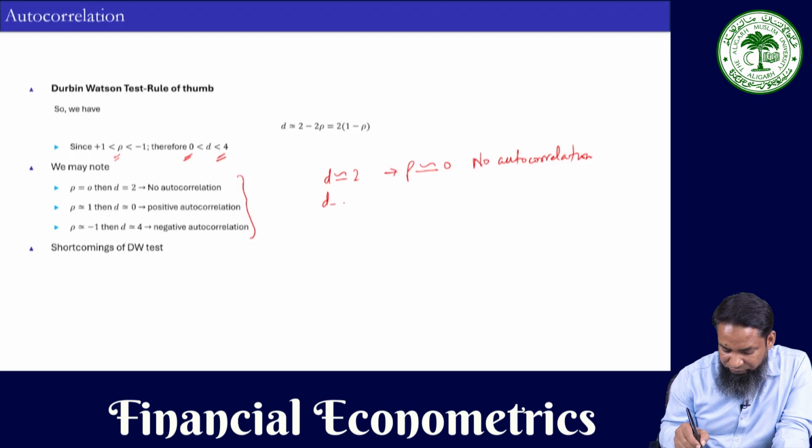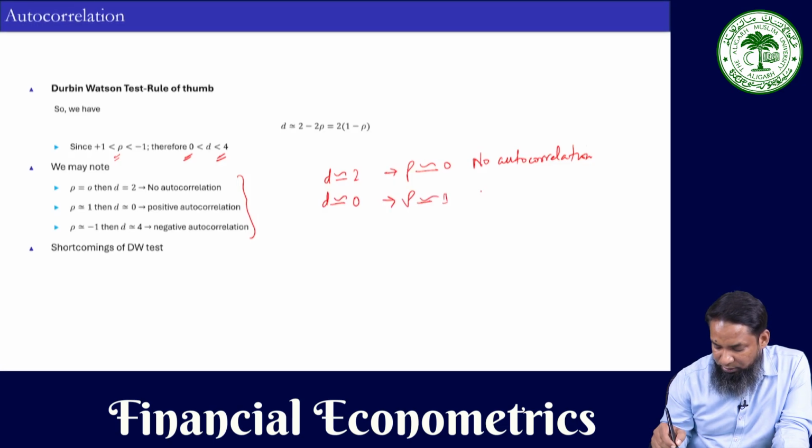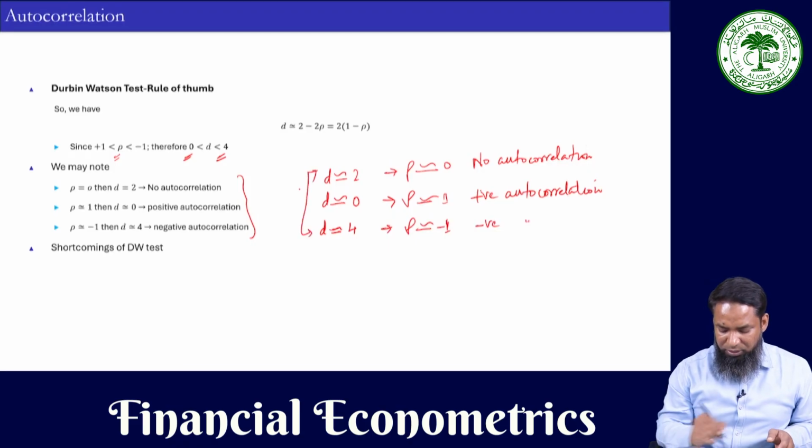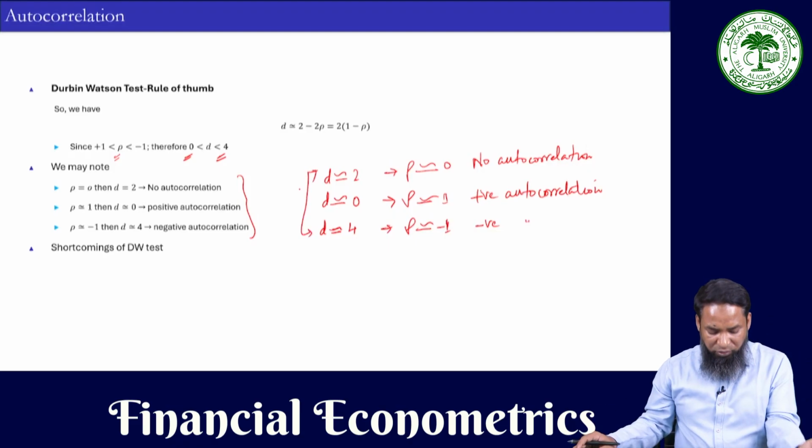If the value of d moves close to 0, that means there is most probably a positive autocorrelation. On the other hand, if the value of d is equivalent to 4, that means rho is minus 1, that means there is negative autocorrelation. So, based on this we can make an easy decision about the presence of autocorrelation.